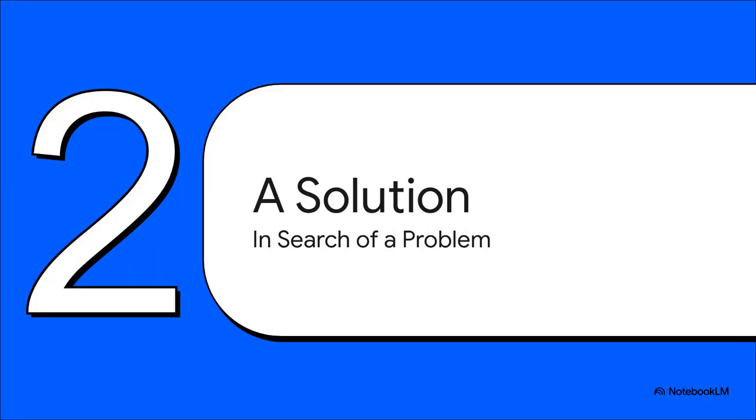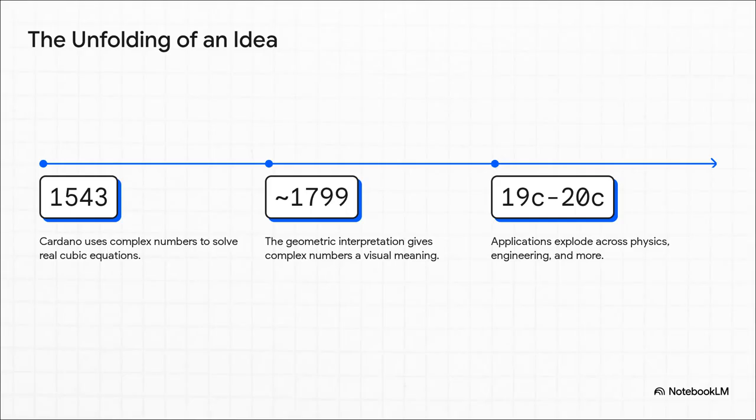So let's get into their origin story, which is actually super interesting. You see, complex numbers weren't invented to describe something in nature. They were more like a solution in search of a problem. And this timeline really shows you how it all unfolded. Way back in 1543, a guy named Cardano was using them, but just as a kind of mathematical trick, an intermediate step to get to real answers. And for over 250 years, that's all they were. It wasn't until around 1799, when someone finally figured out how to visualize them, that their true power was unleashed. And after that, boom, applications in physics and engineering just exploded.